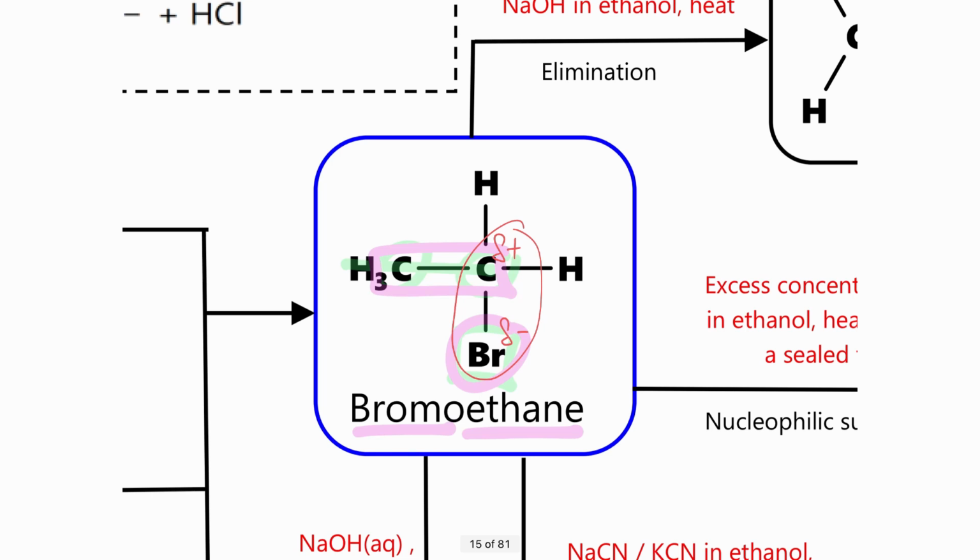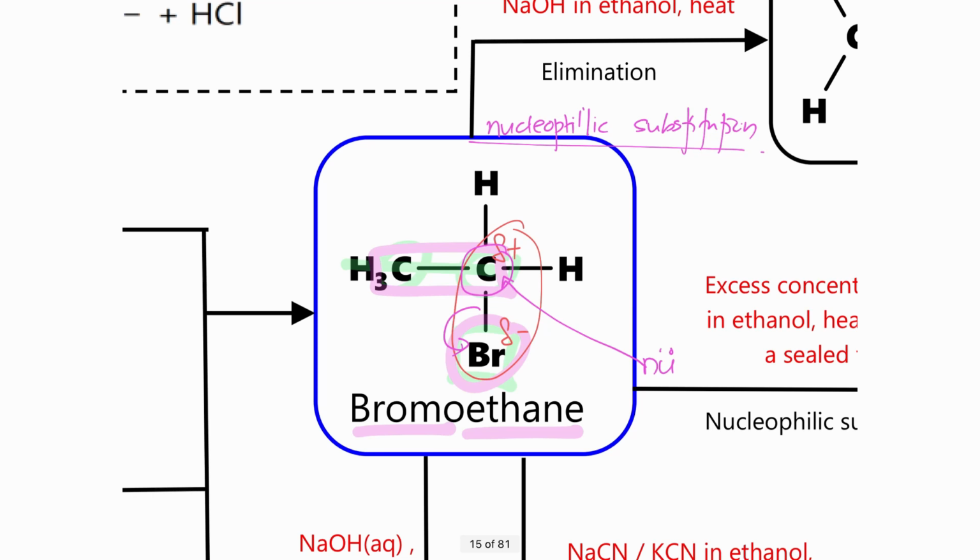Also, the carbon here is a saturated carbon, so it could only undergo substitution reaction, but not addition. So we could have a nucleophile to substitute the Br. This is how halogenoalkane undergoes nucleophilic substitution reaction. Now we will go into detail for the mechanism of nucleophilic substitution.